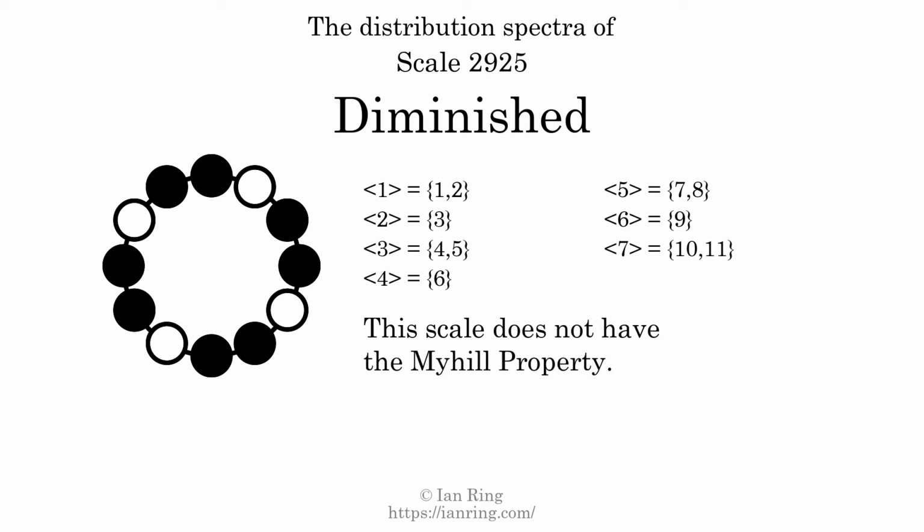If every spectrum has exactly 2 specific intervals, we call that the Myhill property. This scale does not have the Myhill property. Since each specific interval appears in only one spectrum, this scale is strictly proper.